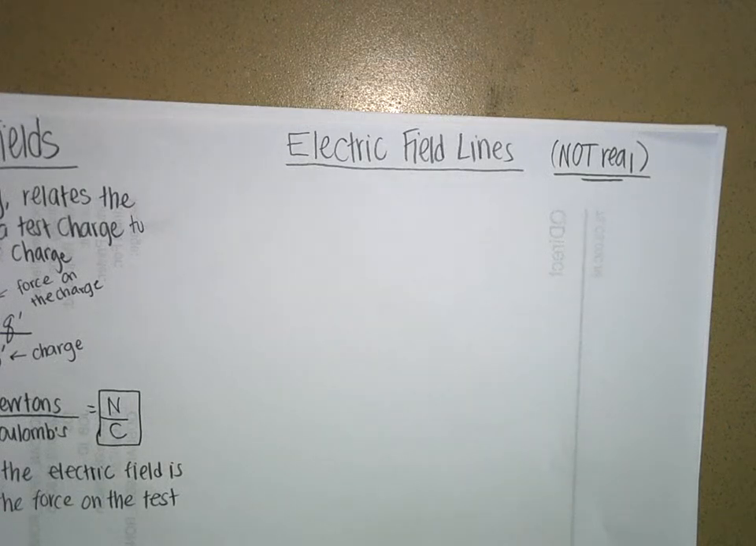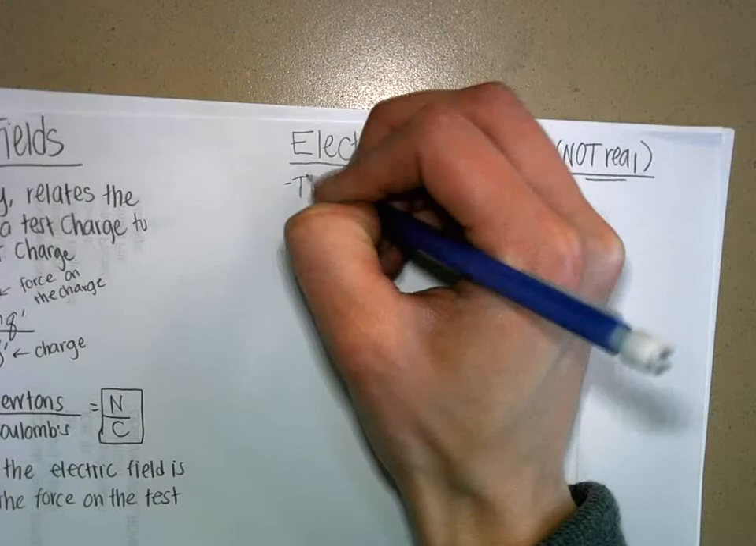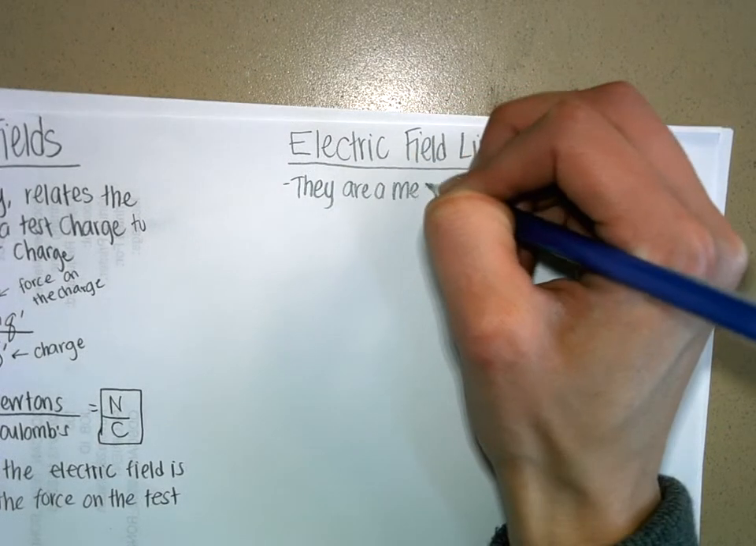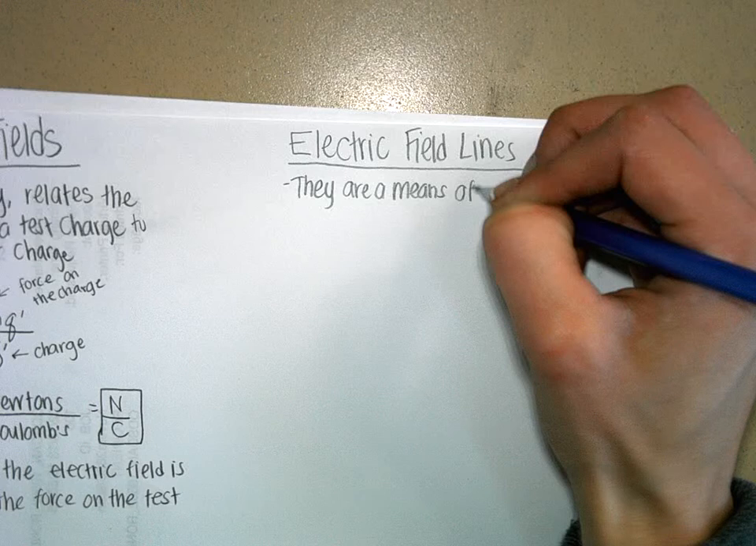Okay, so electric field lines, they're not real. They are a means of providing us a model of the electric field. So we can get a better idea by drawing a picture.